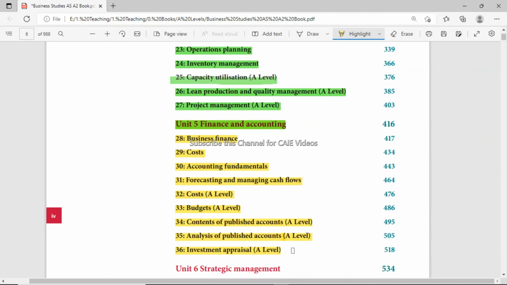And investment appraisal is basically part of the planning, and before entering into any significant investment or any significant project, investment appraisal is to be performed.